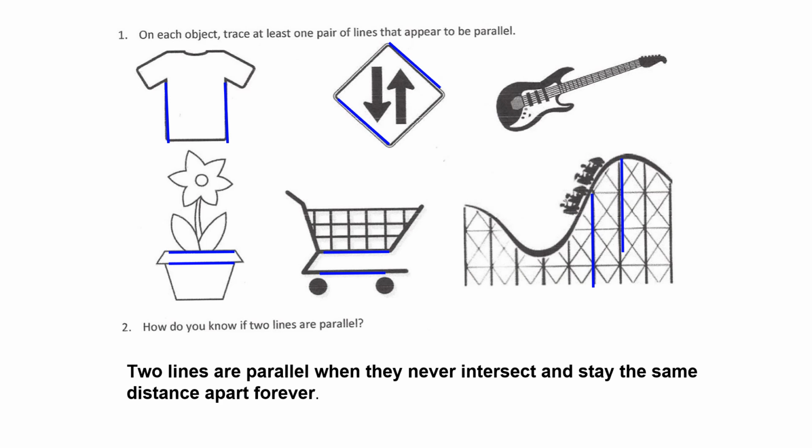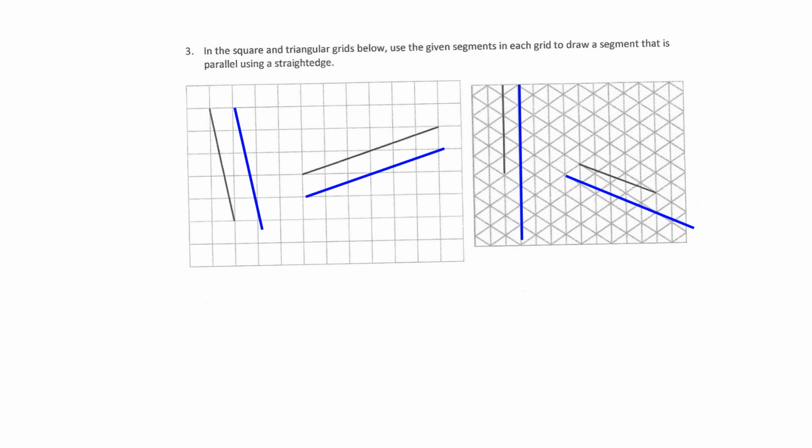So how do you know if they're parallel? Two lines are parallel when they never intersect, which means they never cross, and they stay the same distance apart forever. So in the square and triangular grids, you're going to draw a line segment that is parallel. I drew this blue line to be parallel to this. They stay the same distance apart and never touch.